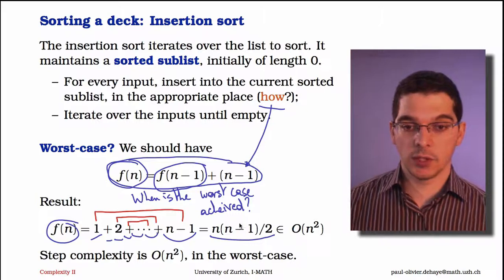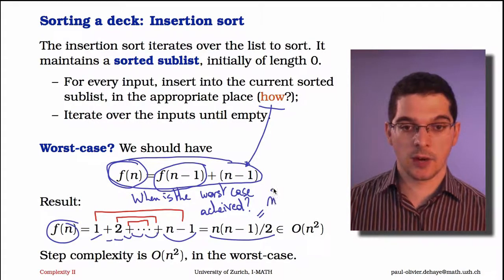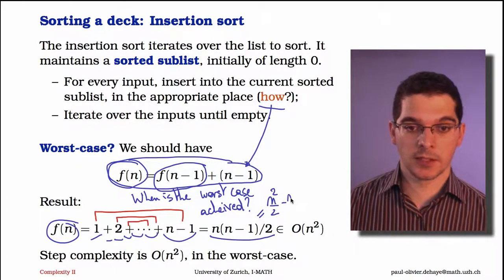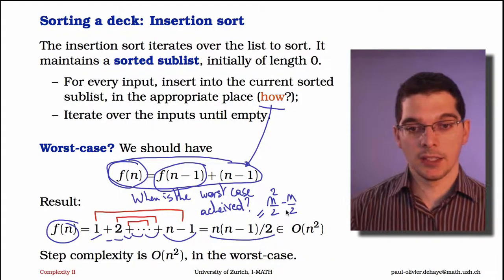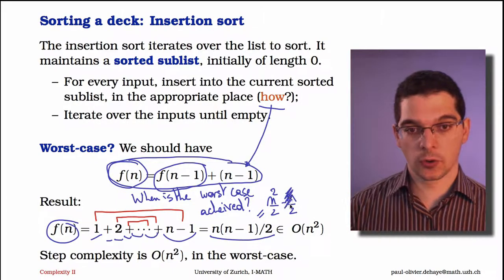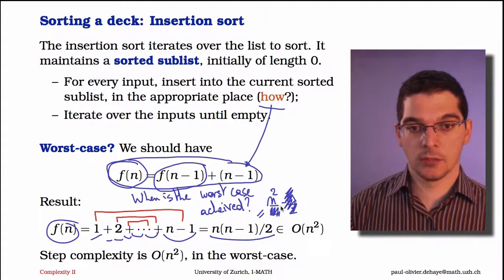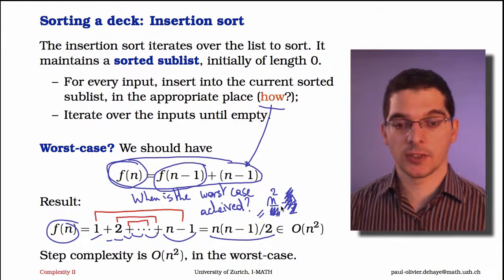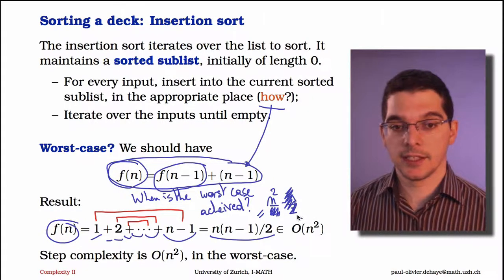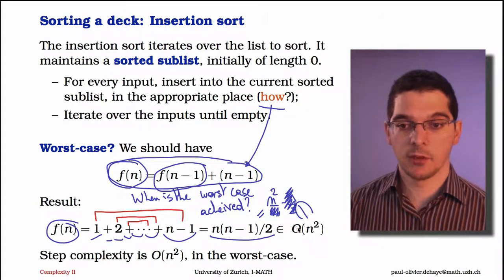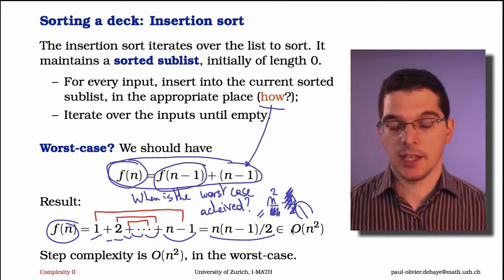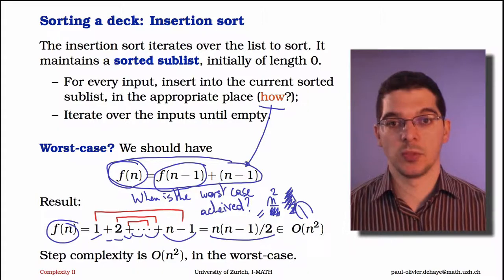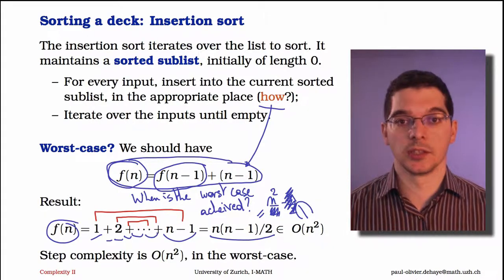In any case, what we get here is n squared over 2 minus n over 2. And if we remember that the lower order terms don't matter and the constants in front don't matter, we see that this is big O of n squared. So the step complexity in the worst case is going to be O of n squared for an insertion sort.